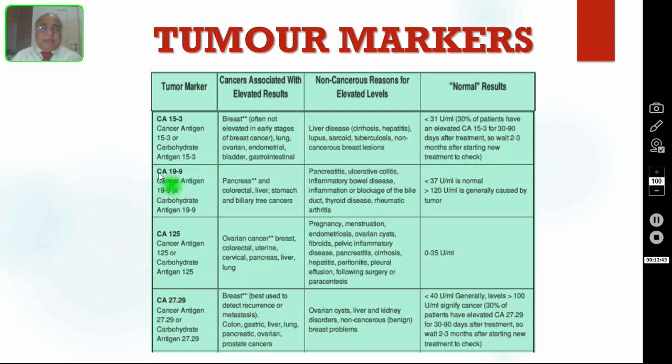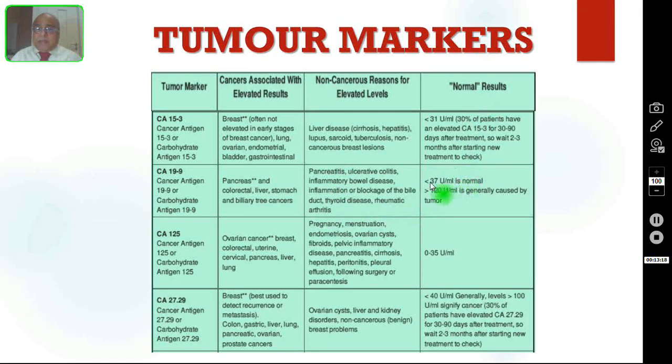The next tumor marker is CA19-9, carbohydrate antigen 19-9. This is elevated in pancreatic and colorectal cancer, liver cancer, stomach cancer, and biliary tract cancers. The non-cancerous causes are pancreatitis, ulcerative colitis, inflammatory bowel disease, inflammation or blockage of the bile duct, thyroid disease, and rheumatoid arthritis.